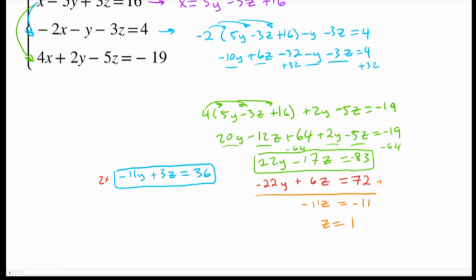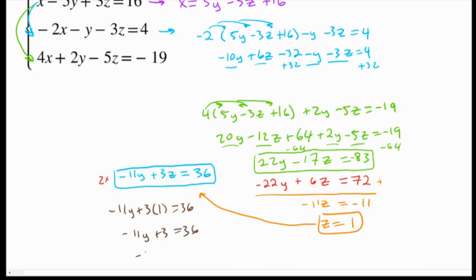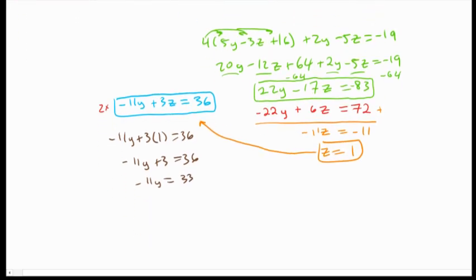So good. I have my first of 3 variables that I need. Now I'm going to plug this z into this blue equation, and I'm going to get negative 11y plus 3 times 1 equals 36. Negative 11y plus 3 equals 36. Negative 11y equals 33. Run out of space here. Divide both sides by negative 11 to get my y value of negative 3.